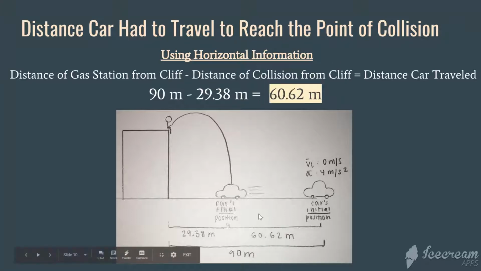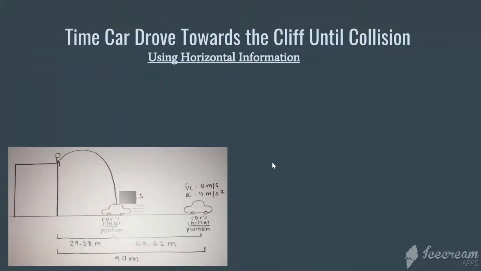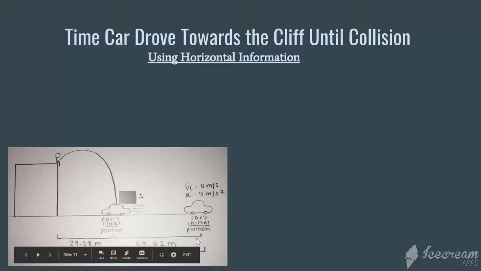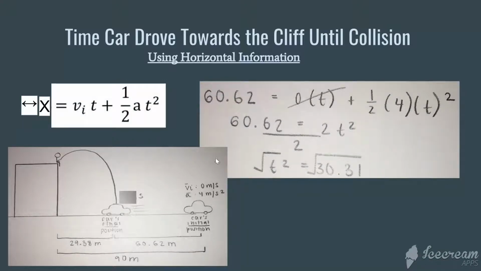So this is actually the final stretch of the problem, in which we answer the question about how long the car must have waited before driving towards the cliff. First, though, since we know the distance it traveled to be 60.62 meters, we must find how long it took the car to get there. So 0 meters per second is the initial velocity since the car started at rest, and that means the first part of the displacement equation is eliminated. The acceleration is known to be constant at 4 meters per second squared, which we were given in the problem, and then we can find the time the car traveled to be 5.51 seconds.